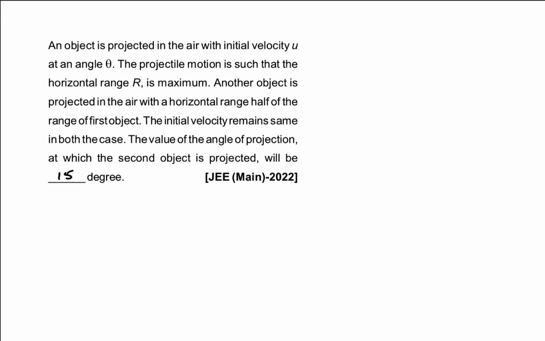Next, an object is projected in the air with initial velocity u at an angle theta. The projectile motion is such that the horizontal range R is maximum. Range maximum means theta is equal to 45 degrees. Another projectile is projected in air with a horizontal range that is half of the range of the first one. So R1 is equal to R, that is equal to u square by g. R2 value is equal to R by 2, that is equal to u square divided by 2g.